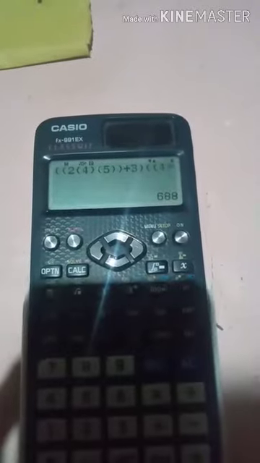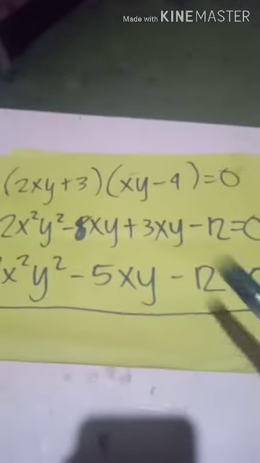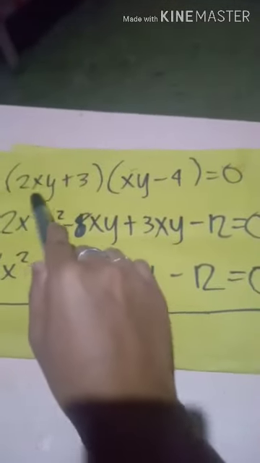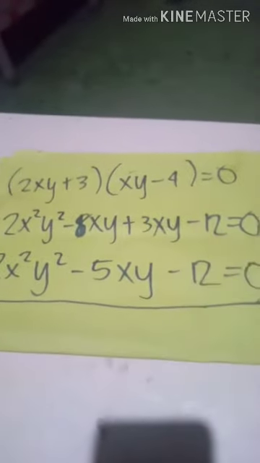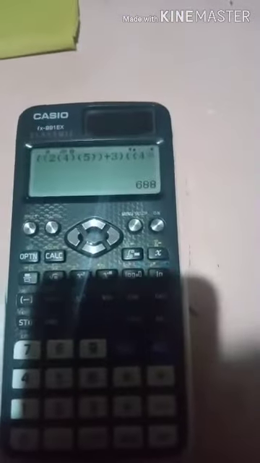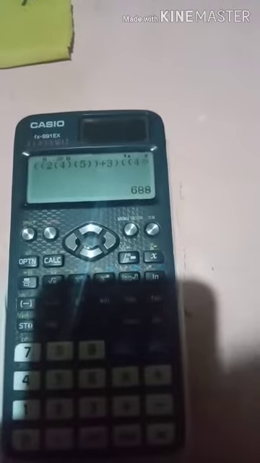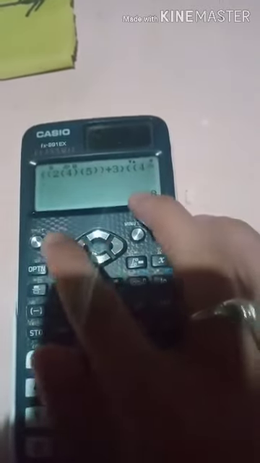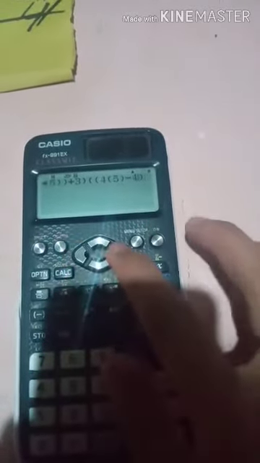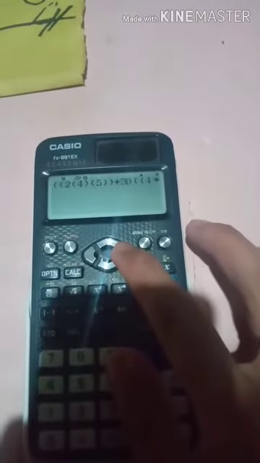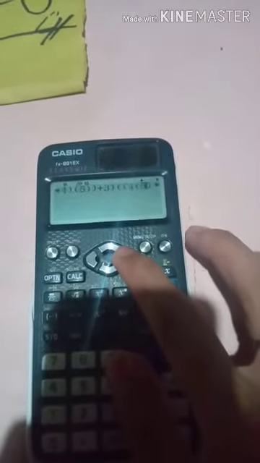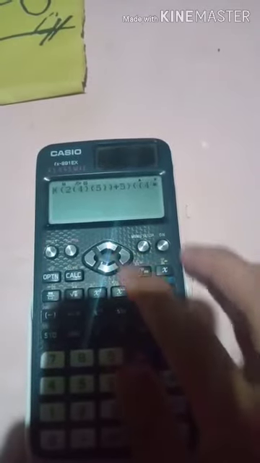Now let's use the calculator strategy, where we first take the given, 2xy plus 3 times xy minus 4. We input x is 4 and y is 5. So 2 times 4 times 5 plus 3 times 4 times 5 minus 4 equals 688.